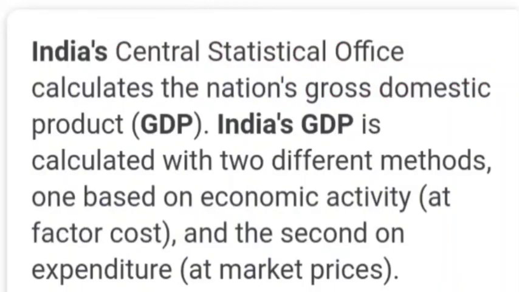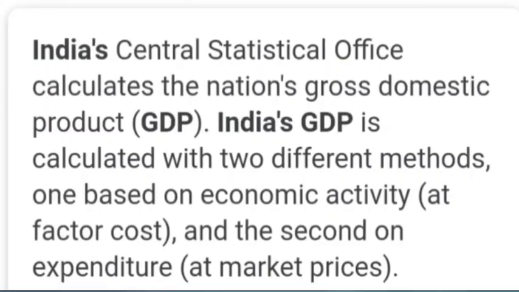Who calculates the GDP in India? Which organization? CSO means Central Statistical Organization or Office. Understand? So India's Central Statistical Organization calculates the nation's gross domestic product, meaning GDP. India's GDP is calculated with three different methods. We already discussed that: expenditure, income and consumption methods.